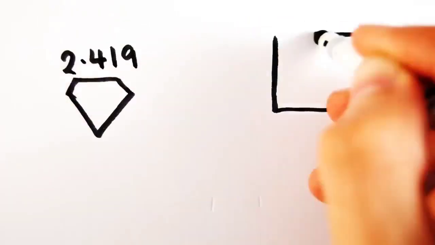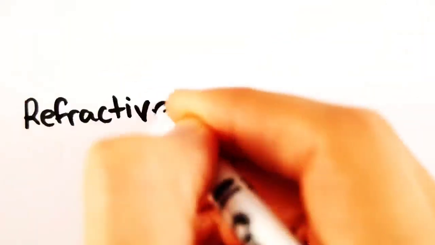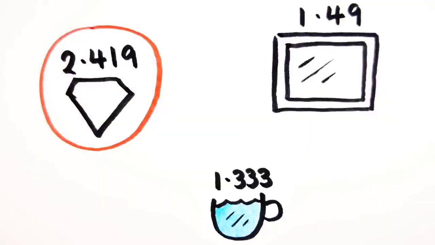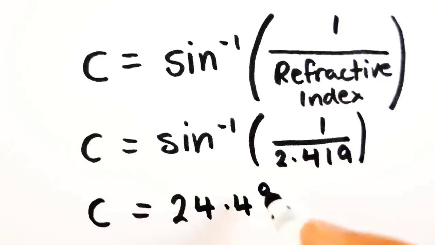Different materials have different critical angles, and it depends on the refractive index. They are related by this formula, where the refractive index is 1 over sine of the critical angle. For example, diamond has a refractive index of 2.419. By rearranging the equation, we can work out its critical angle of 24.4 degrees.